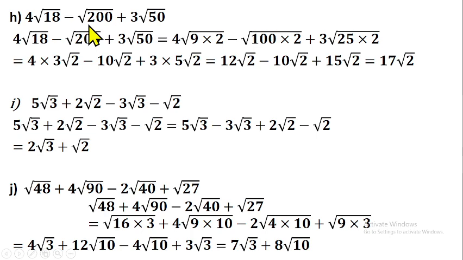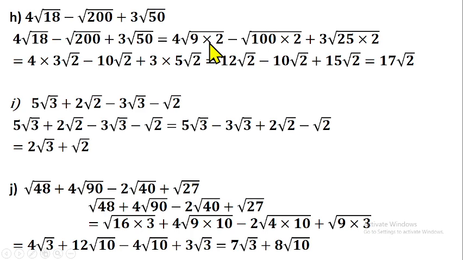But you can see that all the surds, √18, √200, √50, they are not yet simplified to the simplest form. So that means we can simplify each of them. We can simplify √18, we can simplify √200, we can simplify √50. Does that make any sense for us? Yes. So that's what we have done here. So how do we simplify √18? That would be 9 times 2, so we have √(9 times 2).